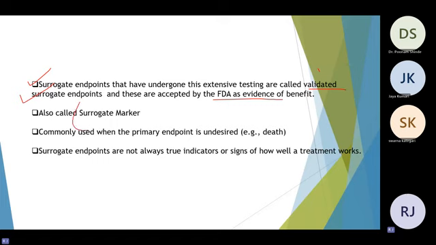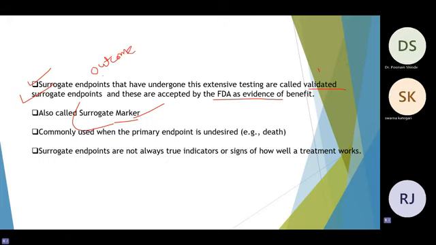Surrogate endpoints are also called surrogate markers. Okay, one more thing, in a few places instead of endpoint they will use one word, outcome measure. Okay, outcome measure, always remember this thing.